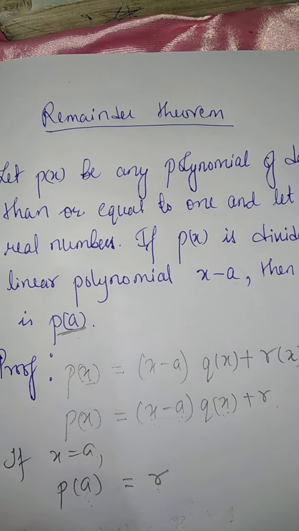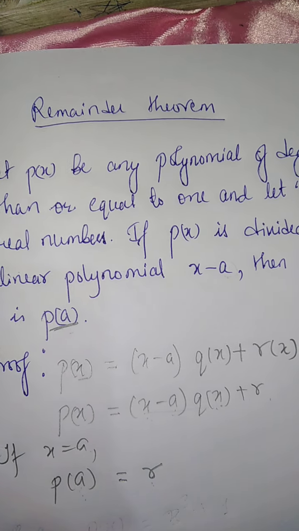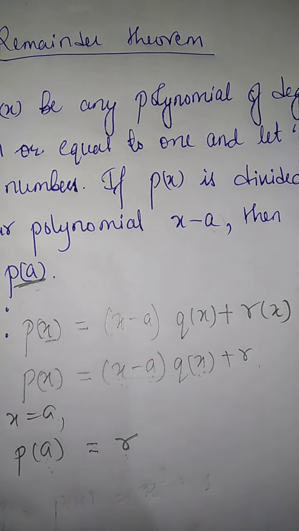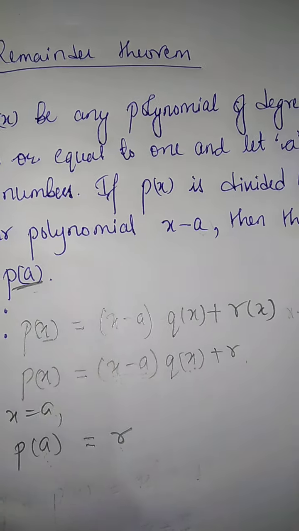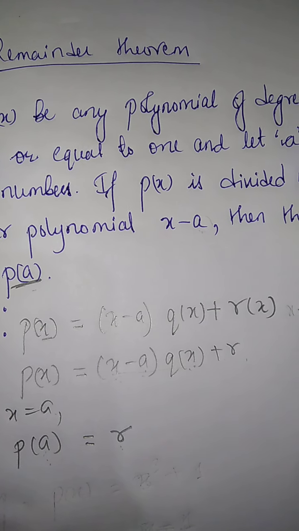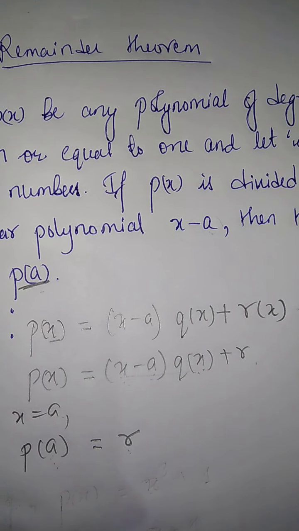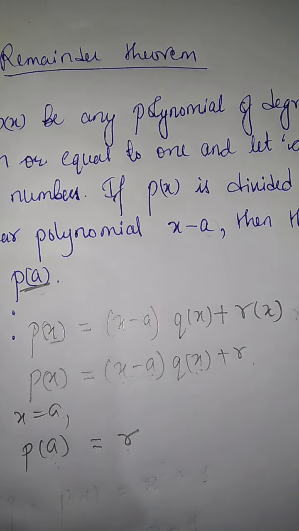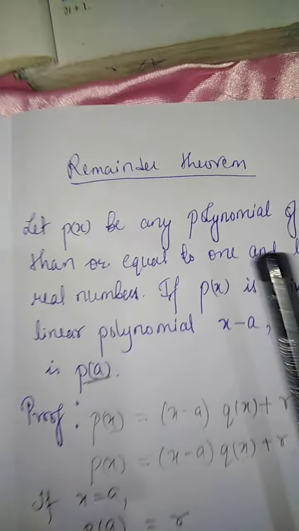In our previous session we learned what polynomials are, what the different types of polynomial are on the basis of degree and on the basis of number of terms, how to find the degree of the polynomial, and how to find the zero of the polynomial. Today our topic is the remainder theorem, and through this theorem we will learn how to find the remainder of the polynomial. Now let's check out this theorem.